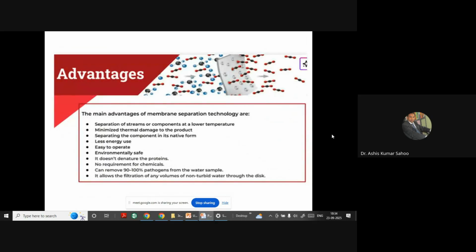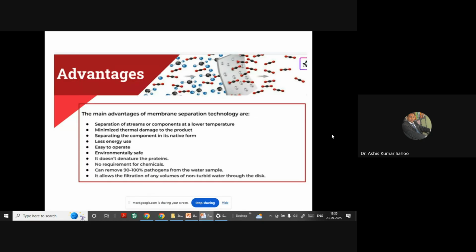So what are the advantages of membrane separation? It separates streams and components at a lower temperature, minimizing thermal damage to the product. It uses less energy, is easy to operate, environmentally safe, does not denature proteins, needs no chemicals, and can remove 90 to 100% of pathogens from the water. So these are the different advantages of membrane separation.